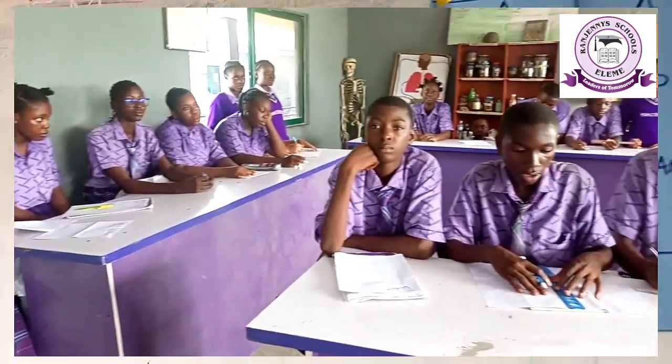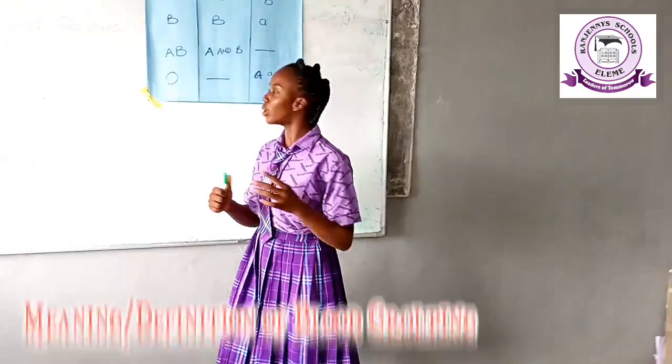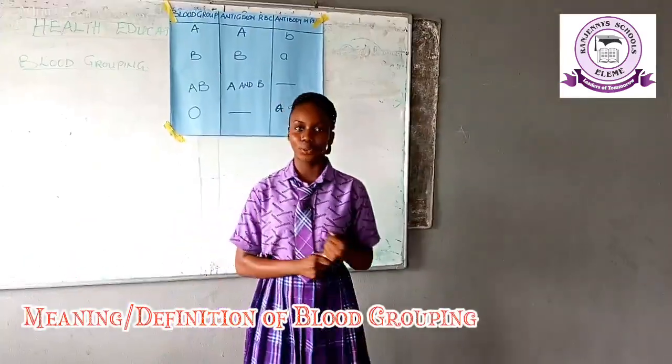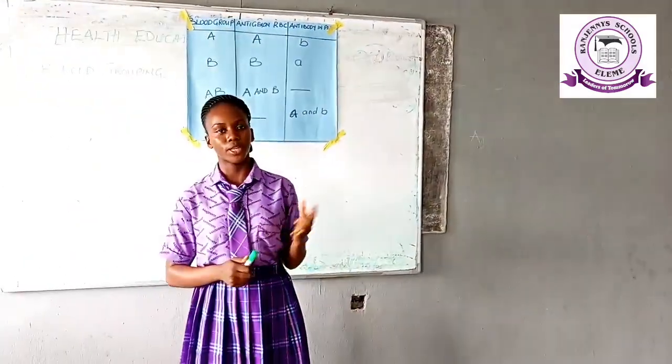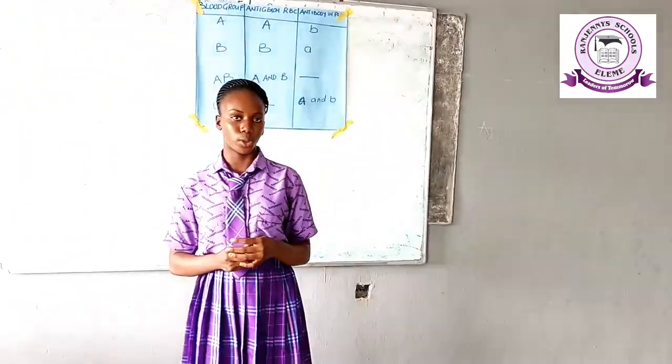Blood, the life-giving fluid that circulates through our veins, is a marvel of human biology. What is blood grouping? Blood grouping is the classification of blood based on the presence or absence of specific antigens on the surface of the red blood cells.